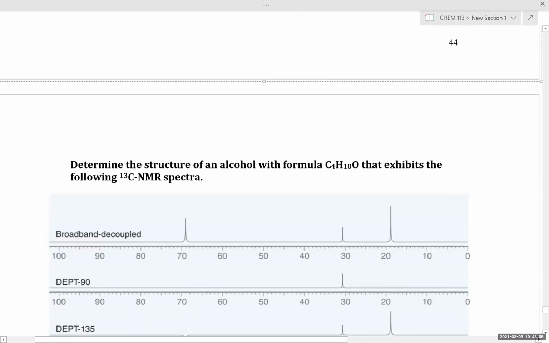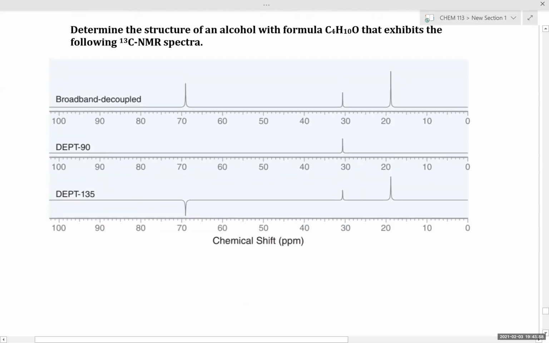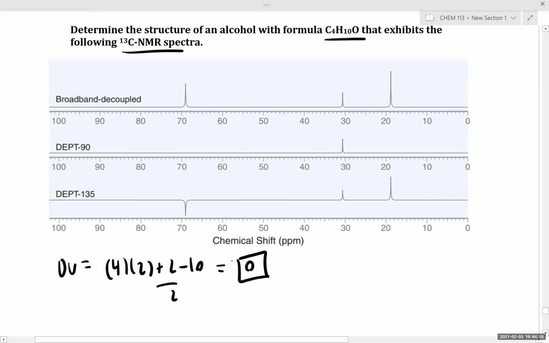So let's apply this. I've given you the following spectra for a structure of an alcohol with the formula C4H10O that exhibits the following carbon-13 NMR spectra. I'll give you a hint: if you calculate the DU, 4 times 2 plus 2 minus 10 over 2, we have a DU of 0. From that information, I'd like us to go about assigning the identity of each of these carbon signals in the DEPT spectra and to start to put together a full structure of our molecule.